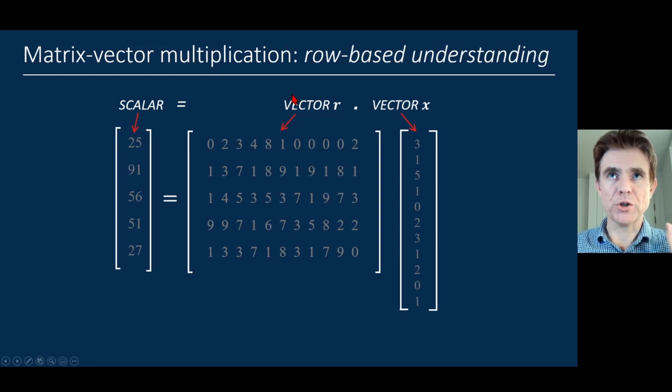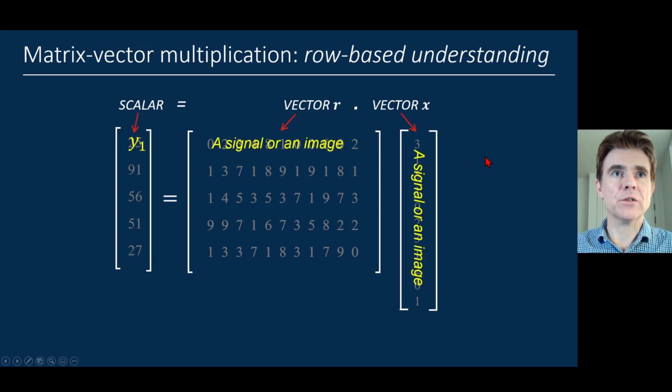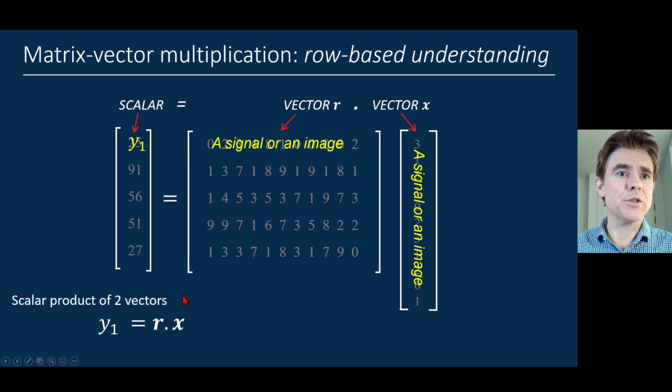So first of all, I want to convey clearly a row-based understanding of matrix vector multiplication. And what that means is that this first scalar value here, so here 25, the first output element in the output vector, is given by taking this first row of the matrix A, which I'm just calling a vector R, and we take it in dot product or scalar product or inner product with the input vector X. So an output scalar value Y1 is basically a signal or an image, which is a vector, in dot product with an input vector, which is a signal or an image or a function that's just been represented discretely. And so the scalar product of two vectors: y1 is equal to r dot x.